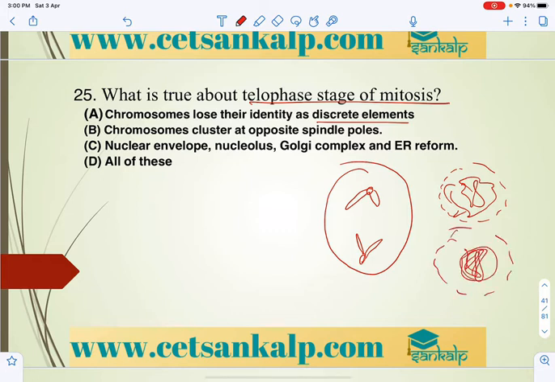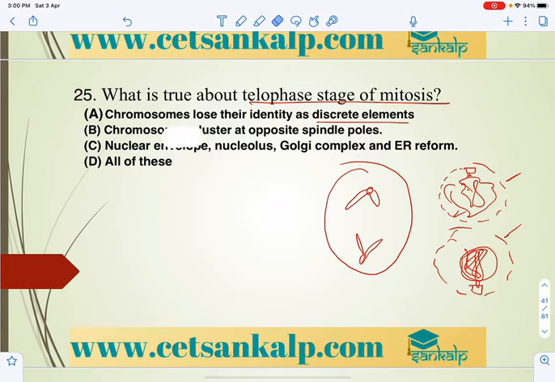So condensation, decondensation. At the end, each daughter cell will have one centriole, and the Golgi complex, nucleolus, nuclear membrane and endoplasmic reticulum will reappear. And chromosomes will cluster at the opposite poles. This is the characteristic feature of telophase.